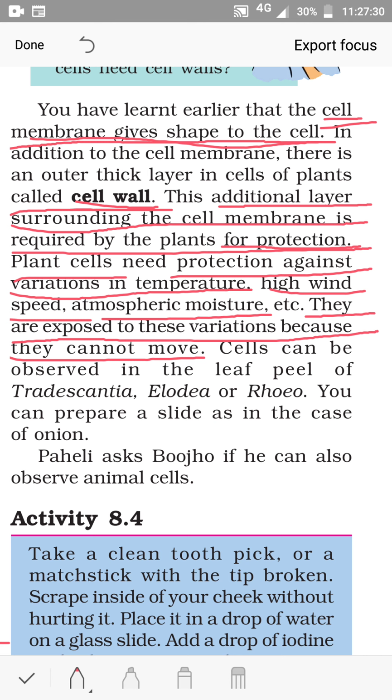And see, plant cells need protection. So why do they need this extra protection? Because this protection is against variations in temperature, high wind speed, atmospheric moisture, etc. They are exposed to these variations because they cannot move. So they are fixed in one place and they have to face these variations in the environment. So they require an extra protection which is provided by the cell wall.